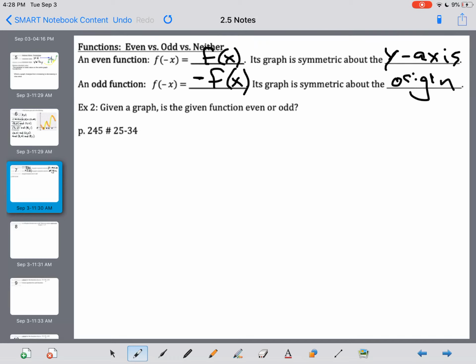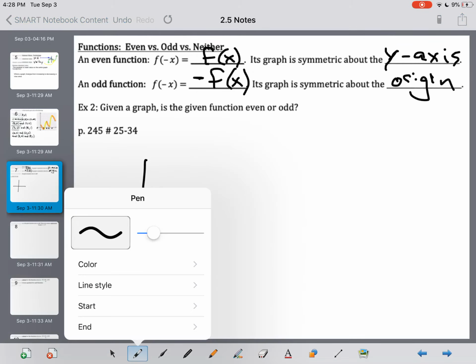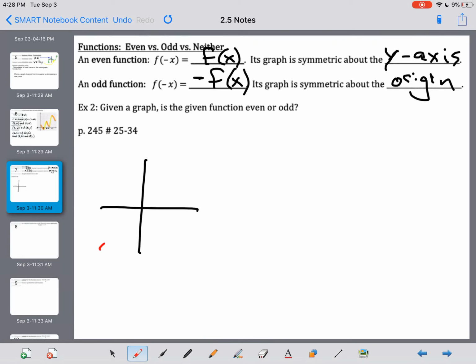So in terms of a graph, okay, for a function to be even, it just has to be symmetric across the y-axis. For it to be odd, it has to be symmetric across the origin. So first example, let's say we've got a graph that does that. Okay. Is that function, or is that graph, even, odd, or neither? All right, I'm going to let you answer that.